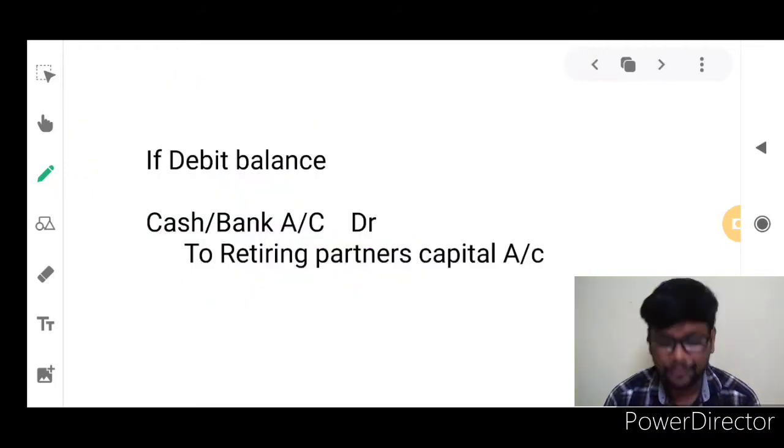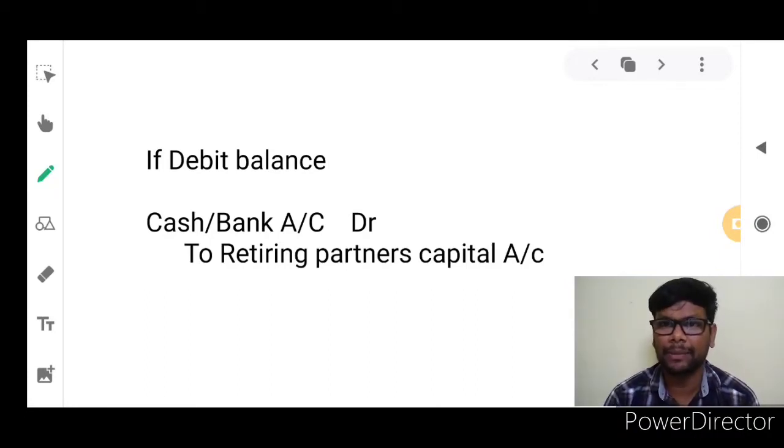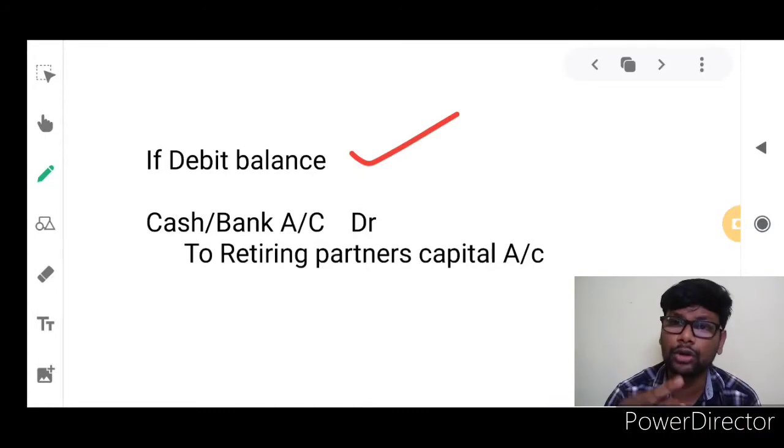Okay, good. Partners may maintain a debit balance or a credit balance in the capital account. If a partner is maintaining a credit balance, the firm has to give that money to the partner. If a partner is maintaining a debit balance, which means the credit side is less than the debit side, the debit side is more than the credit side, then that retiring partner is liable to pay money to the partnership firm.